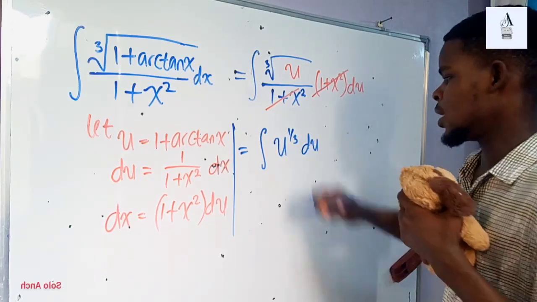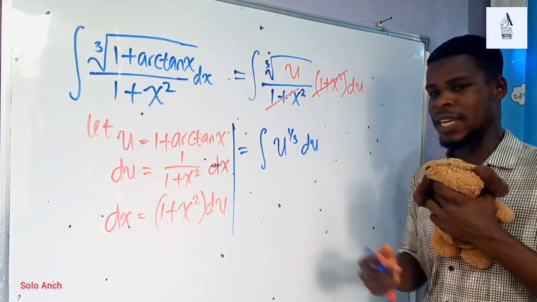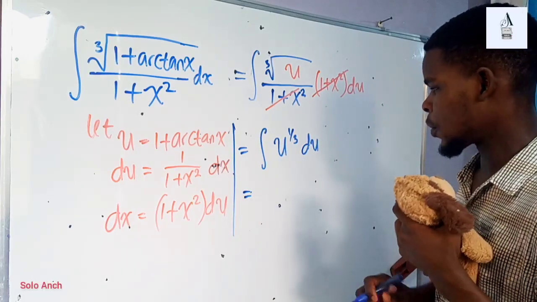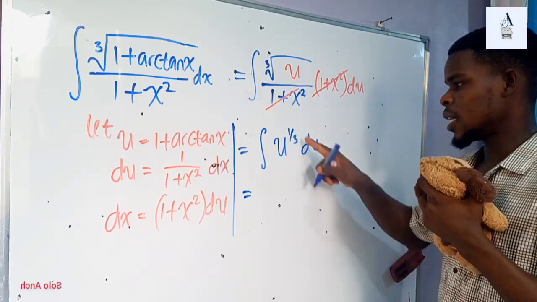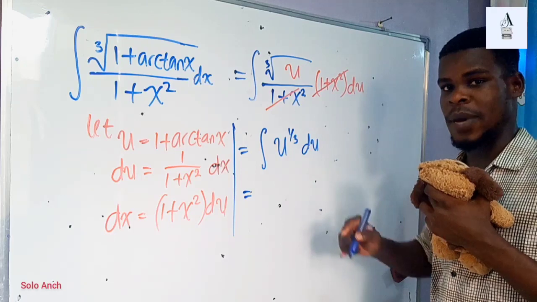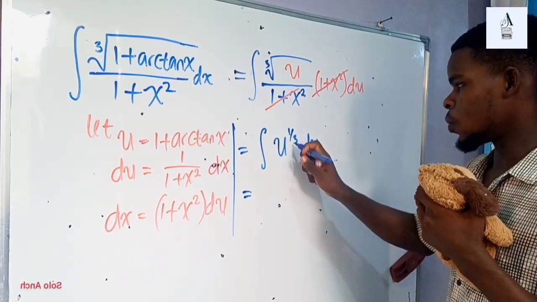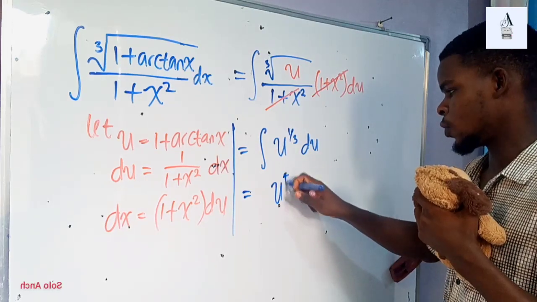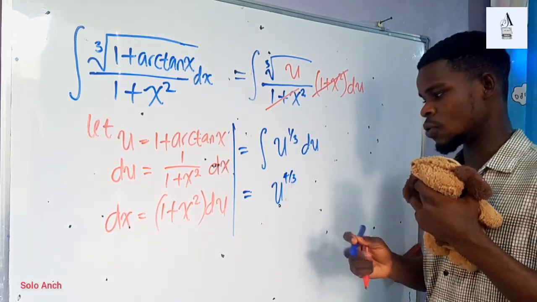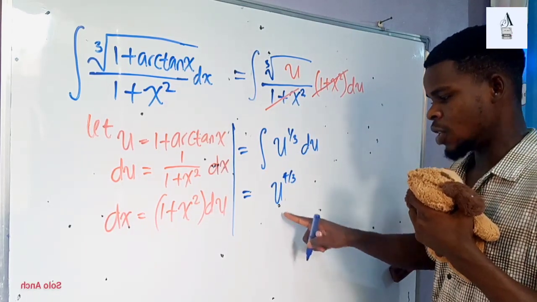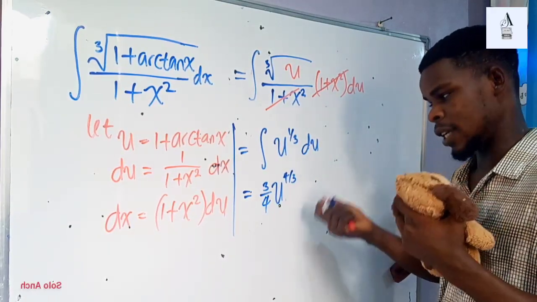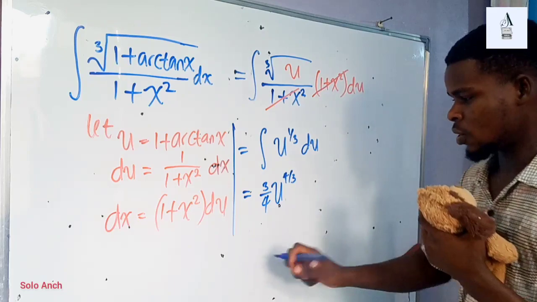I'm writing it in this index form because I want to apply the inverse power rule on that. Since that is just a power function, the inverse power rule tells us that we should add 1 to this power and divide by the new power. So when we add 1 to 1/3, we are going to have u to the 4/3, that is u to the power 4 over 3. And then we divide by 4 over 3, which is the same thing as multiplying by 3 over 4. You just do the calculations, and you're going to see that.